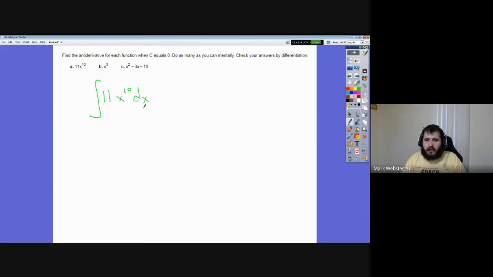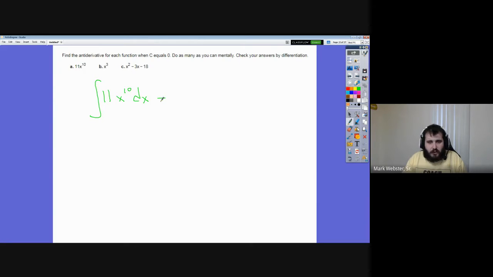Whenever you're taking the integral, you do have to have the differential here of the variable that you're working with. So if we're finding the antiderivative of 11 times x to the 10th, we're taking the integral of 11x to the 10th dx.